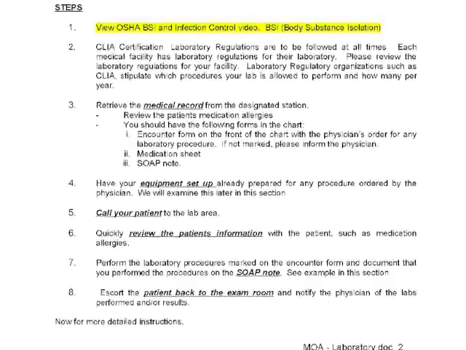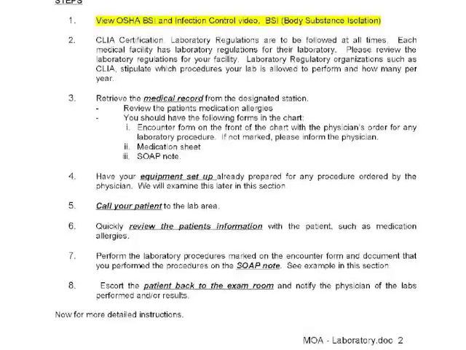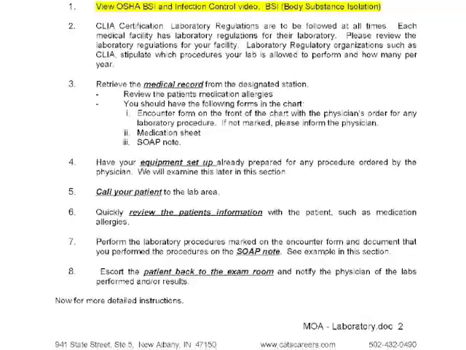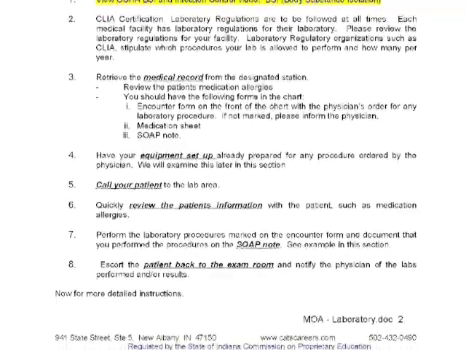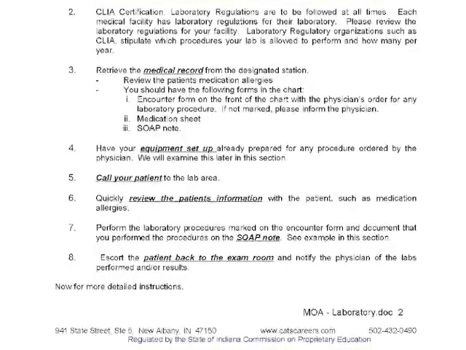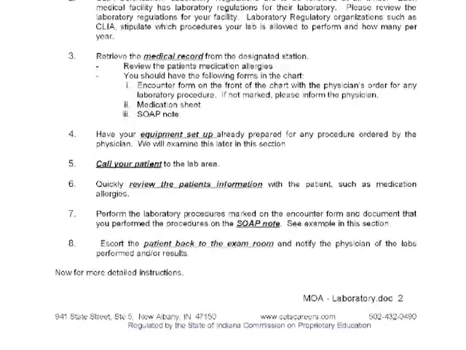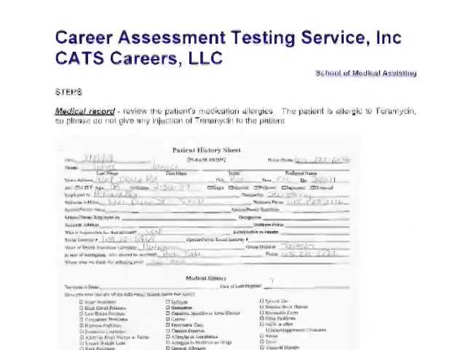Number seven, perform the laboratory procedures marked on the encounter form, and then you document the procedures on the SOAP note. And we'll see an example later. Number eight, escort the patient back to the exam room and then tell the physician that you are finished.